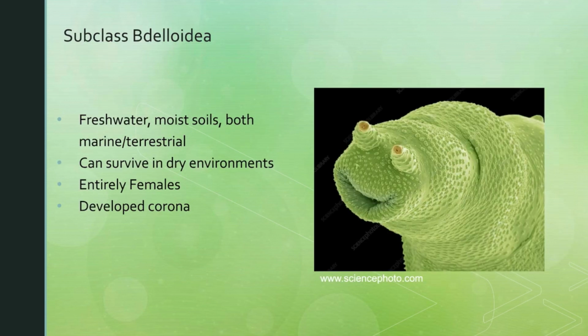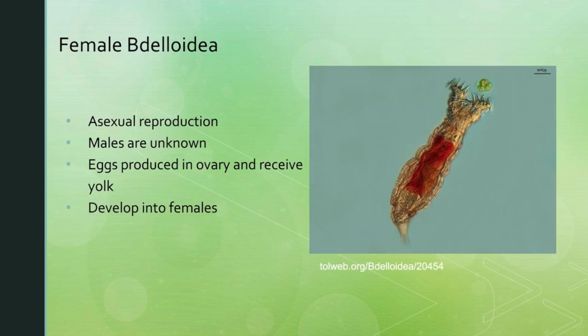This is the subclass Bdelloidea. They live in dry environments, freshwater, and moist soils, and they're either marine or terrestrial. They are entirely females, and they do have a developed corona on top of their retractable heads. So they go through asexual reproduction. So males are not needed and they are unknown. And then once they do reproduce, they produce only females.